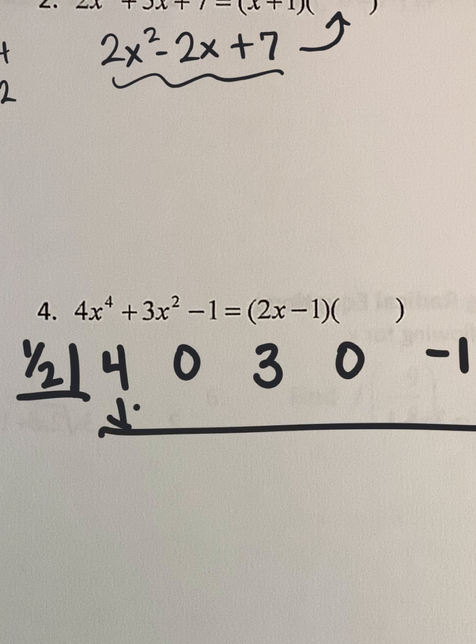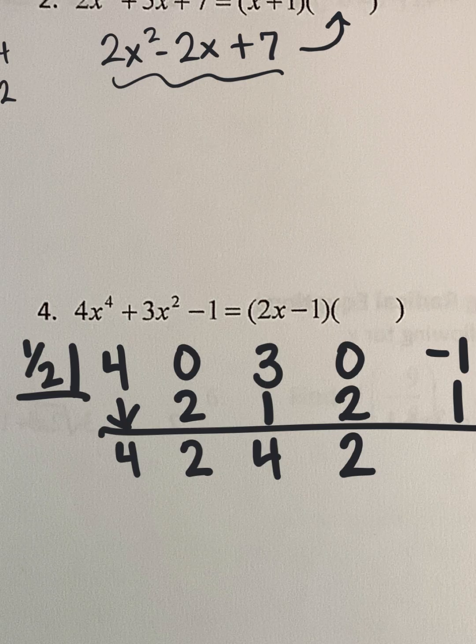So I pull this down. Half of 4 is 2. I add and get 2. Half of 2 is 1. I add and get 4. And then half of 4 is 2, so I get 2. And half of 2 is 1, so I get the 0.